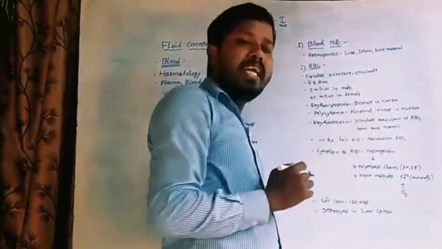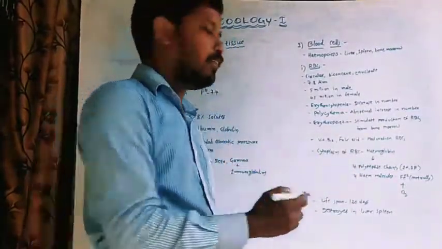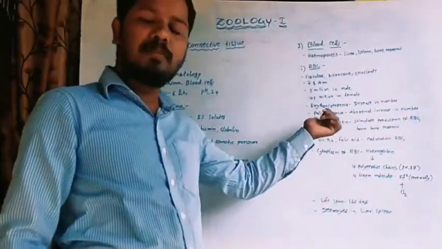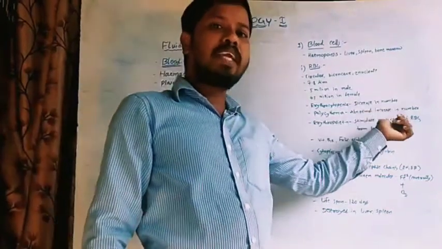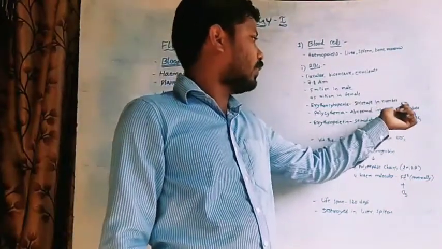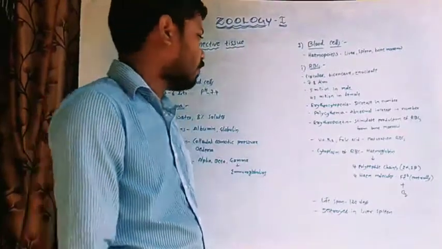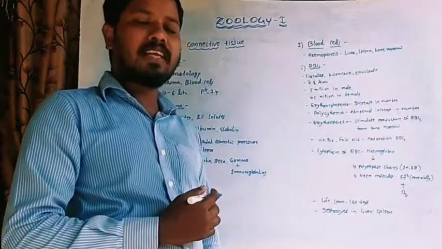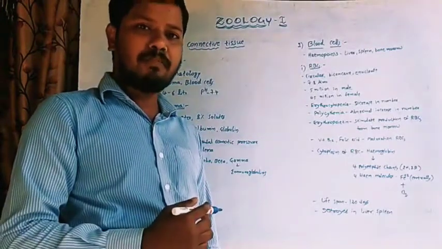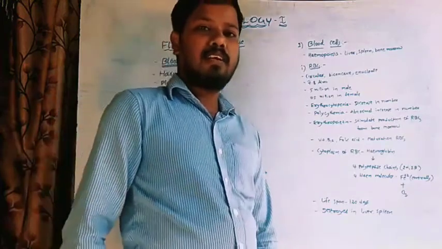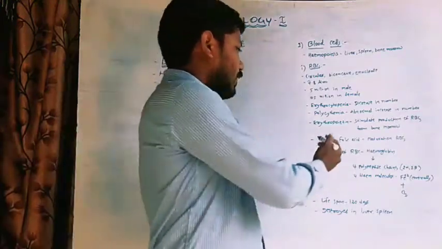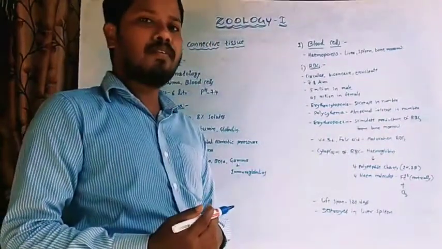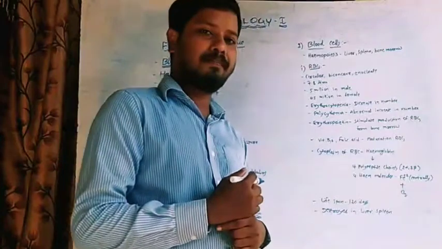The abnormal increase in the number of RBCs is called polycythemia. Polycythemia means an abnormal increase in the count of RBCs. Erythropoietin is a hormone secreted from the kidneys into the bloodstream. This erythropoietin hormone stimulates the bone marrow for the production of RBCs.